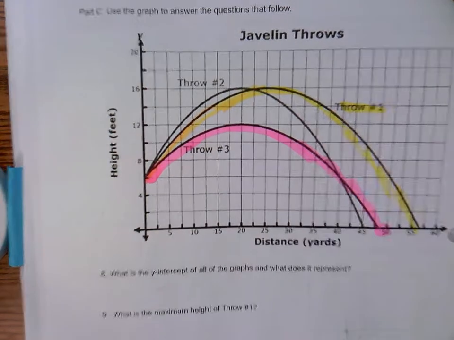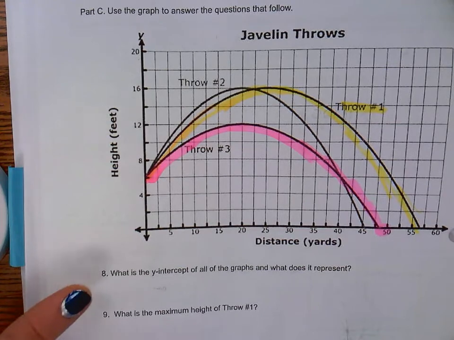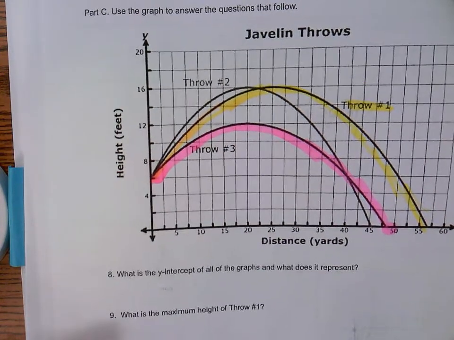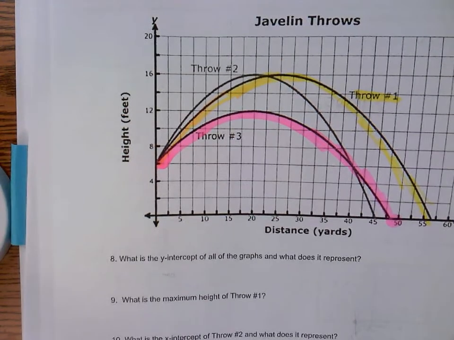It shouldn't take more than a minute or 2, but what's the y-intercept? What does it represent? What's the maximum height or x-intercept of some of these different throws? Describe the concavity, domain, and range. So take a few minutes. If you were given a graph that looked like that, could you discuss some of the key features?